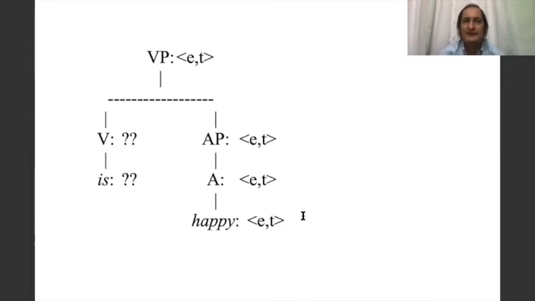So if we look at it in tree form, the tree looks like this. We have is here as a verb that has to combine with happy here, and the whole thing has to be a verb phrase. The verb phrase as a whole is something that has to be true or false of John, and so we know that the verb phrase is going to be of type ET.